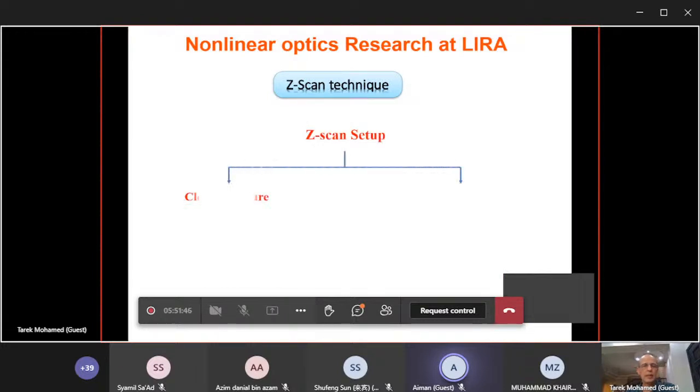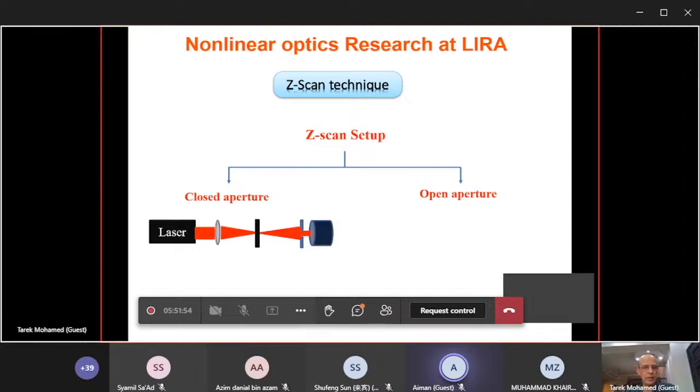For this scan technique, we have two approaches: closed aperture and open aperture. In closed aperture, we focus the laser on the sample. Here is the sample, and we move the sample in the Z direction and record the transmission. It is called closed because we just monitor the central part of the beam. From measuring the transmission, we can determine the nonlinear refractive index.